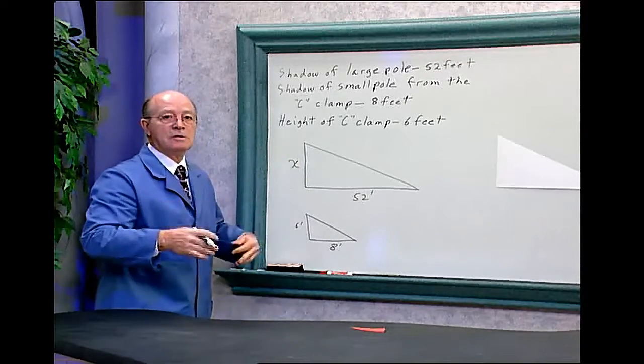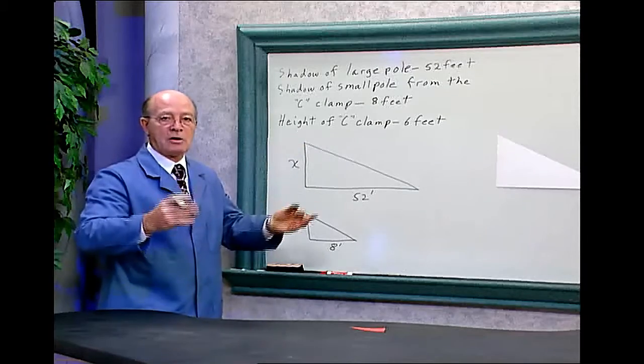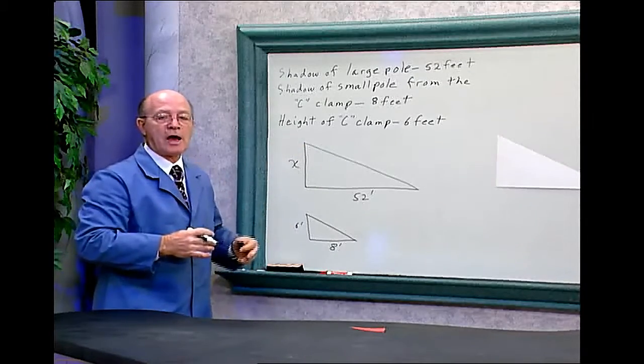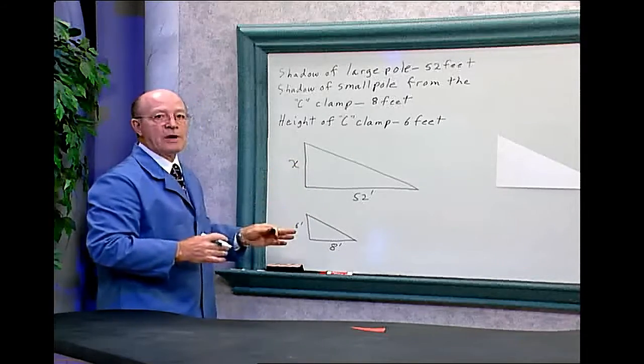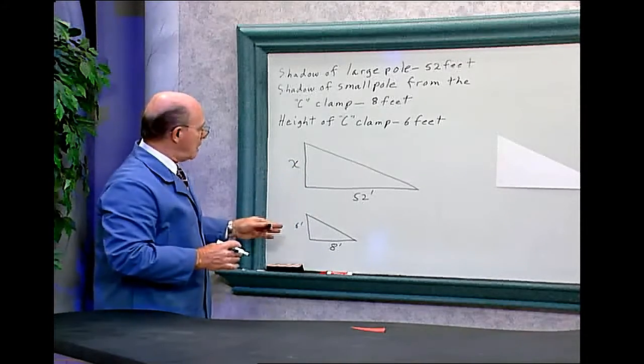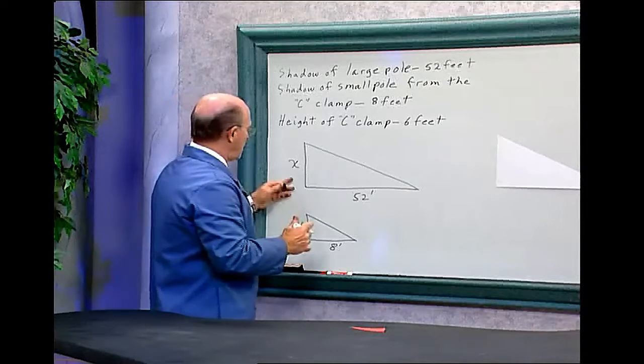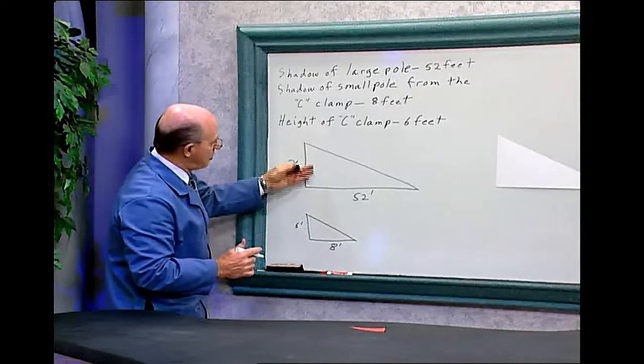Now you could do this with a pole that's standing outside of your house or wherever you are. The height of a tree, you can measure the two shadows of a known object to find out an unknown object. And so what we have now is these two are proportional.